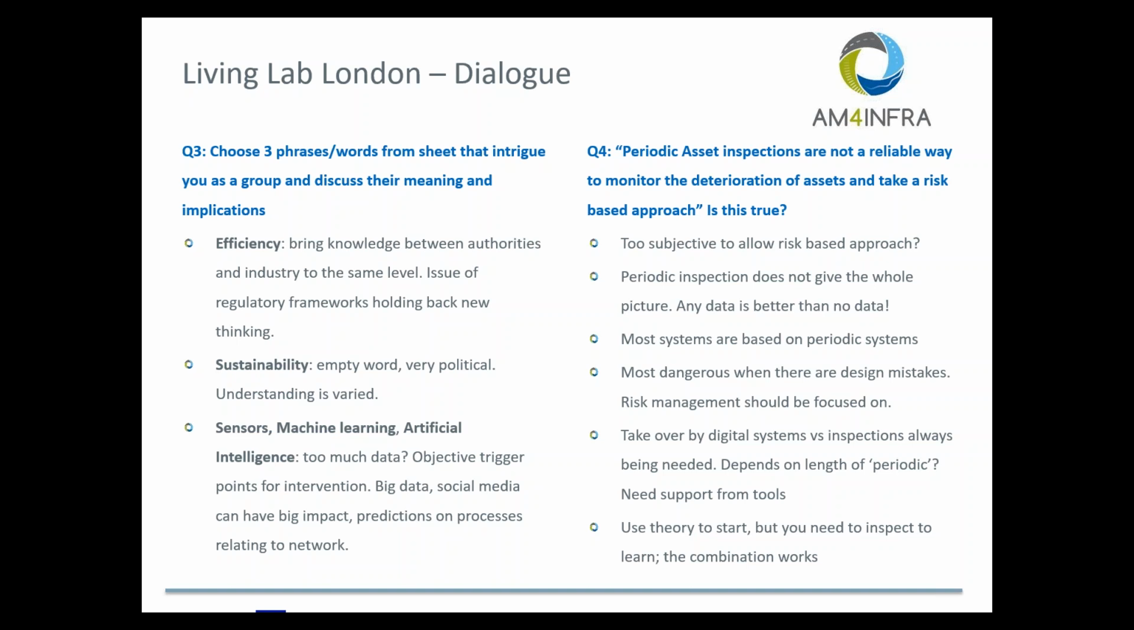The fourth question was: periodic asset inspections are not a reliable way to monitor the deterioration of assets and take a risk-based approach. Is this true? A bit of a question to provoke a response. There was a view that it was too subjective to allow a risk-based approach, and one of the things Highways England has been doing is trying to develop a framework and methodology for structures assessments, so that inspectors are qualified and go through a qualification process. So there is an acknowledgement that we need to make this process as objective as possible. The point was made that any data is better than no data. But the other thing was that a lot of systems, particularly with structures, are based on these periodic inspections.